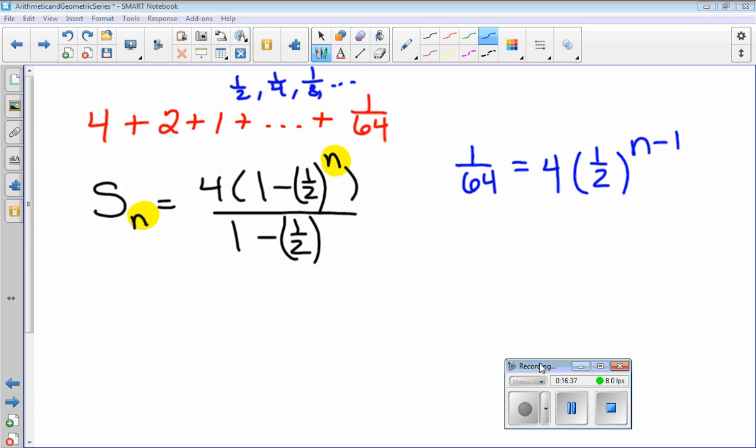Because one has an exponent and one does not. So how do I get n by itself? Not yet. What do I have to do to solve this for n? Figure out how many terms there are. Divide by 4 to get rid of the 4. If I divide by 4, what is 1/64 divided by 4? One over 256?